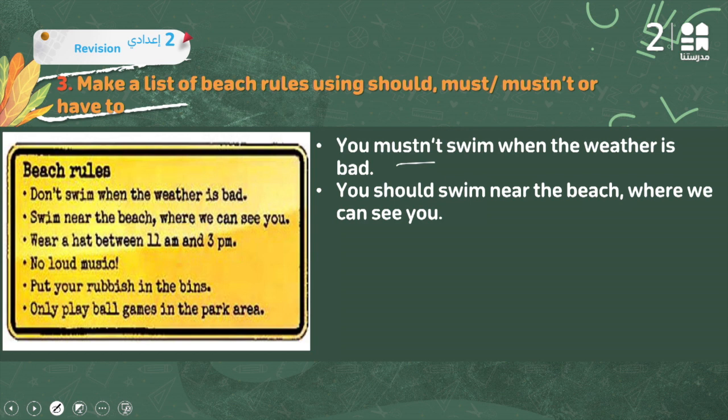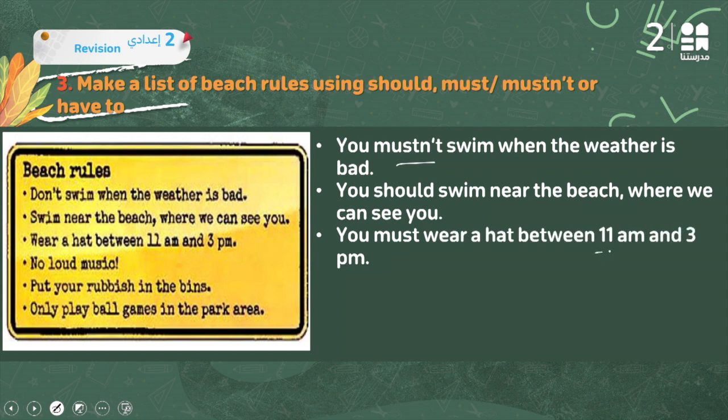In number 2, you should swim near the beach where we can see you. لازم إن أنت أو ينبغي أو it's an advice to swim. Okay, should swim. كأني as if I'm giving you a piece of advice. عشان كده عملتها بshould. You must wear a hat between 11 and 3 p.m. عشان دي حاجة ممكن تجيلي ضربة شمس لو أنا مثلا ما لبستش hat in between these two times. That's why I added must. And as you see here, must is followed by infinitive. بيبقى بعدها infinitive. مفيش must to. Okay? هي have بس هي اللي بعدها to. Okay?